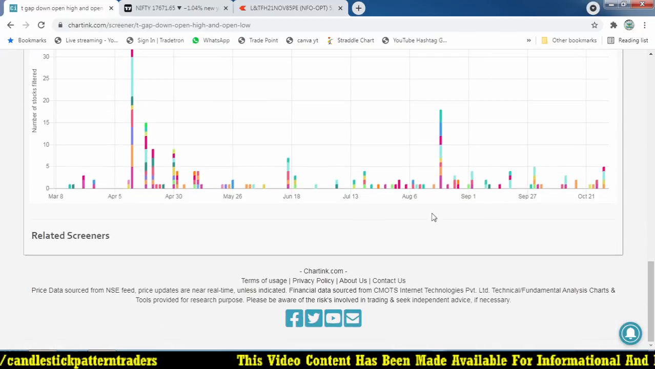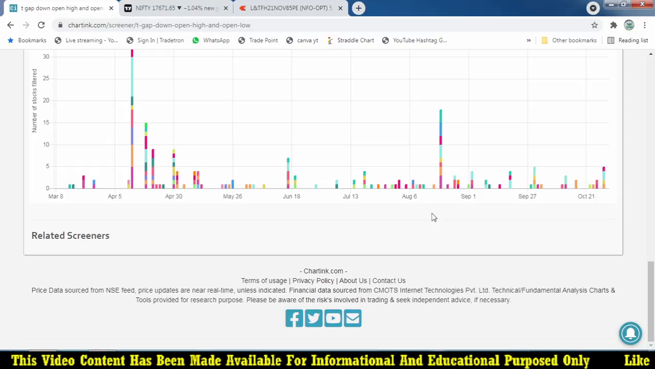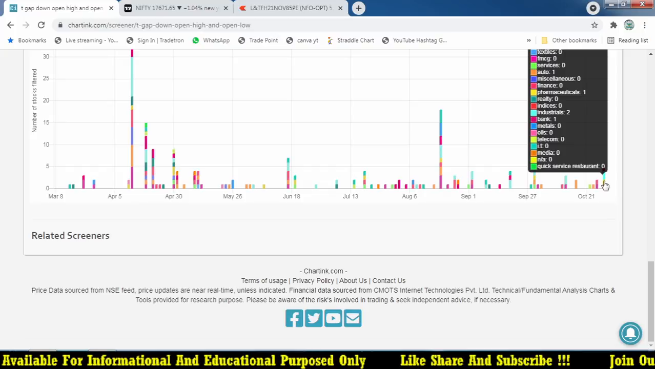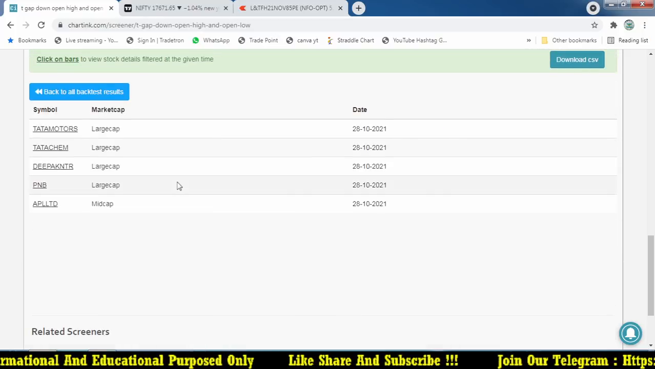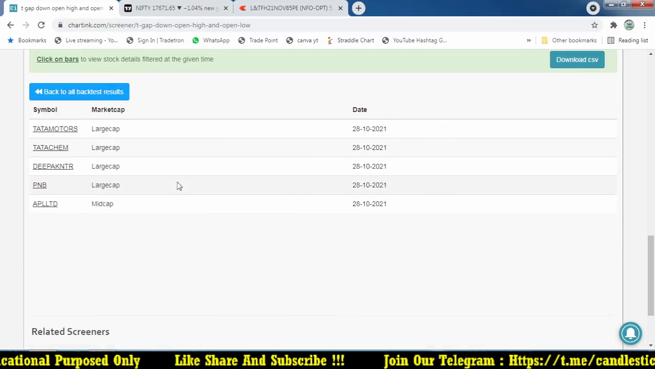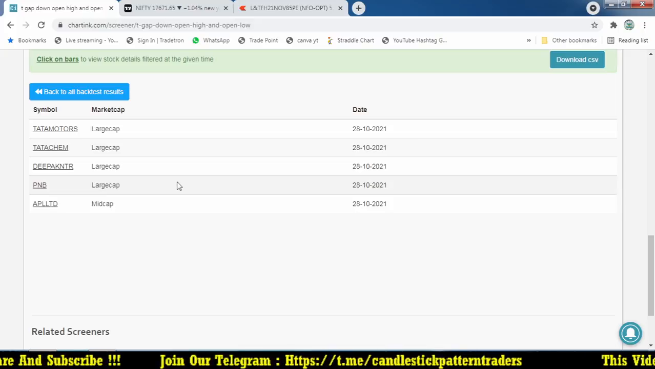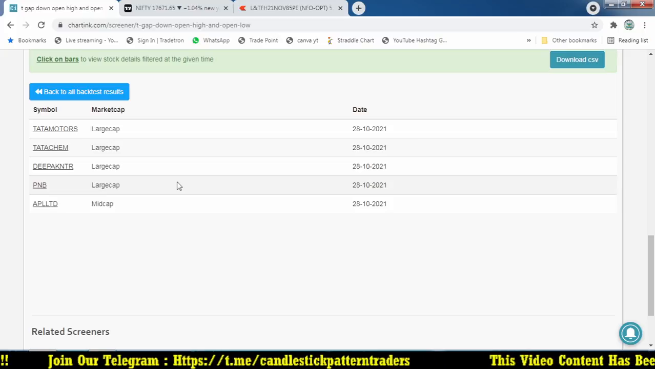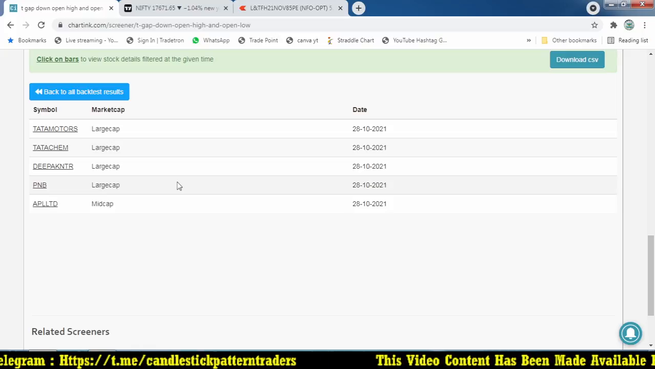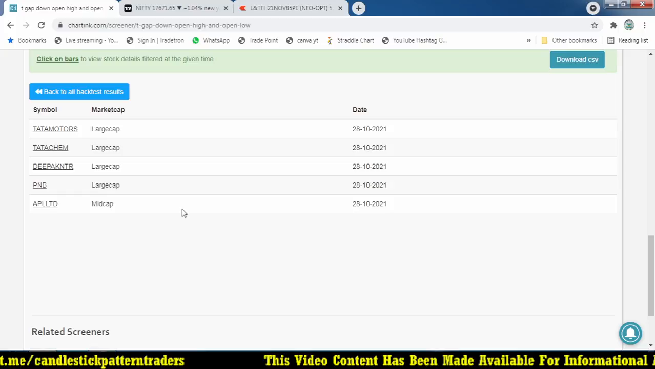So we got a lot of stocks. How to play with these stocks, and what kind of trade we are going to play after finding these stocks, that is very important, and that is where I am going to focus here. Yesterday's stocks were Tata Motors, Tata Chemical, Deepak Nitrite, PNB, and APL LLT. These are the stocks which formed a technical gap down on 28th.